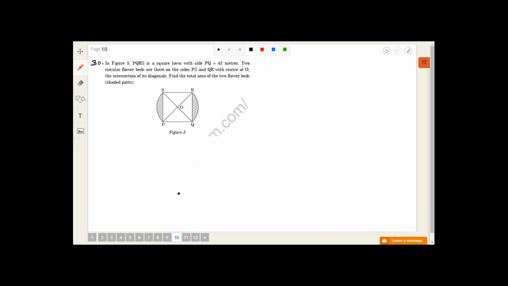Now let's go to the next problem, which is problem 30. The problem says in figure 5, PQRS is a square lawn with a side PQ equal to 42 meters. Two circular flower beds are drawn on the sides PS and QR with center O, the intersection of the diagonals. Find the total area of the two flower beds, which is the shaded portion. So we need to find the shaded portions, which is also given as flower beds.